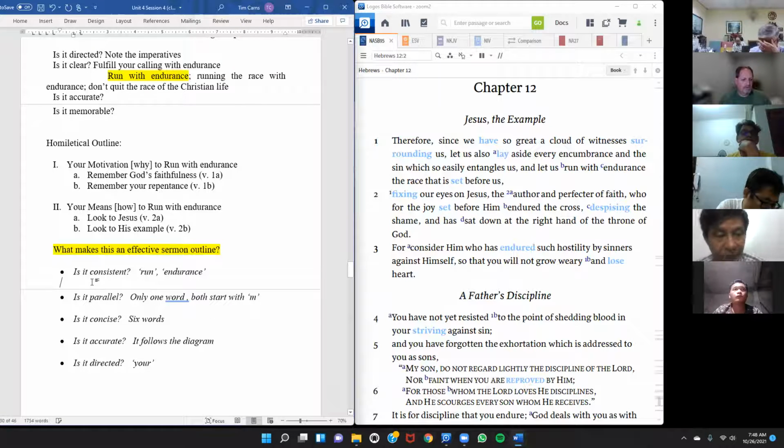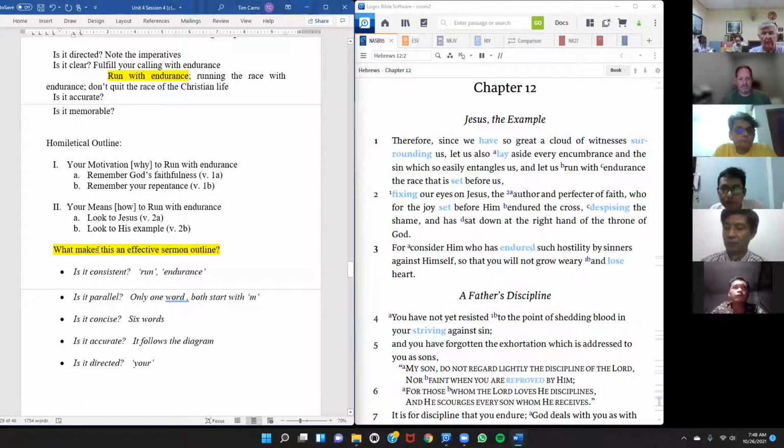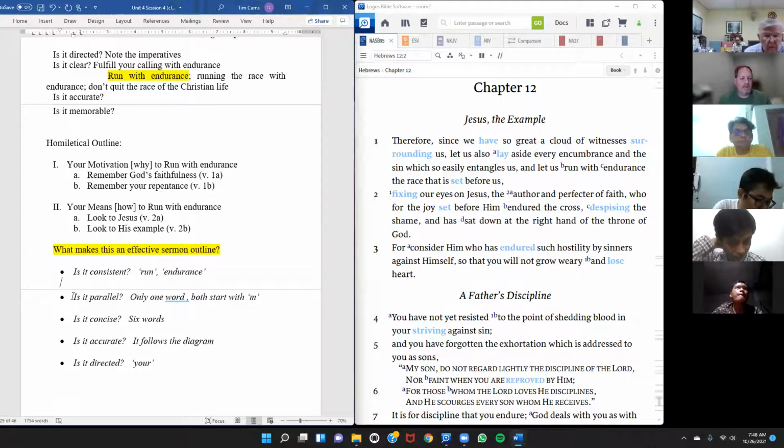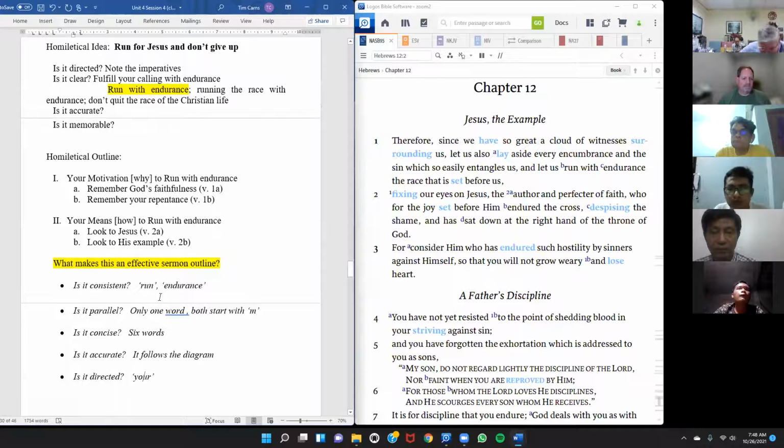Okay. So again, these are the five things you're going to want to look for or think about when you're coming up with your outline. Is it consistent with the homiletical idea? Is it parallel? Are each of the outline points parallel to each other? That is, are they structured similarly so that they could be remembered? Are they concise? Meaning, are they short so they can be remembered? Again, accurate. It needs to follow the diagram of your passage, and then again, direct. All right. Questions on this one?